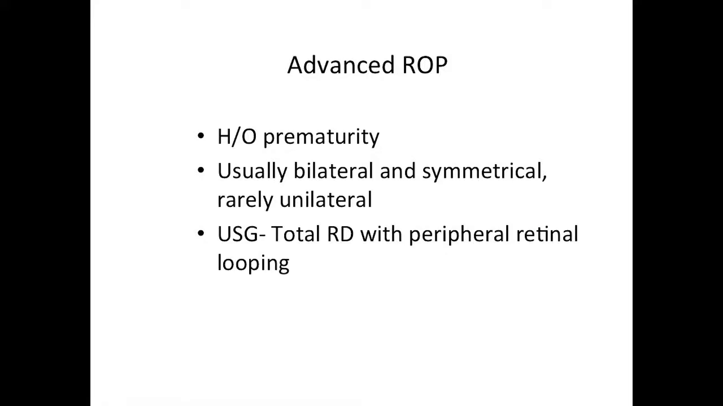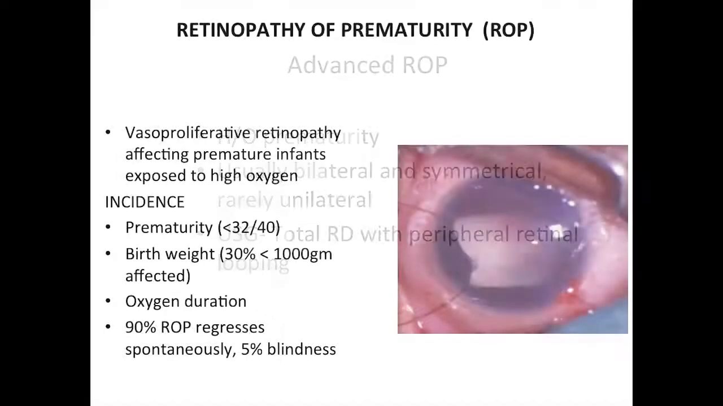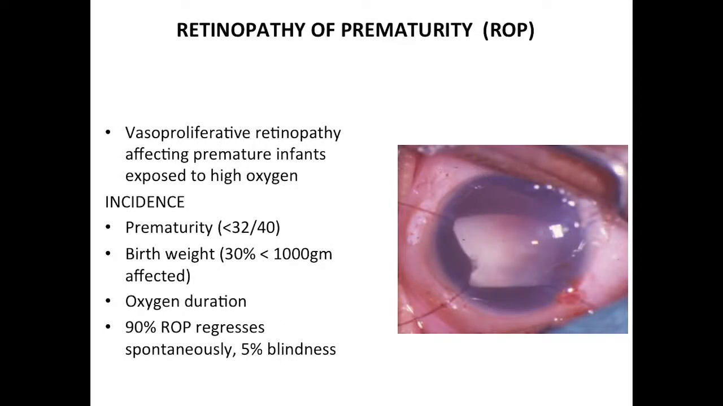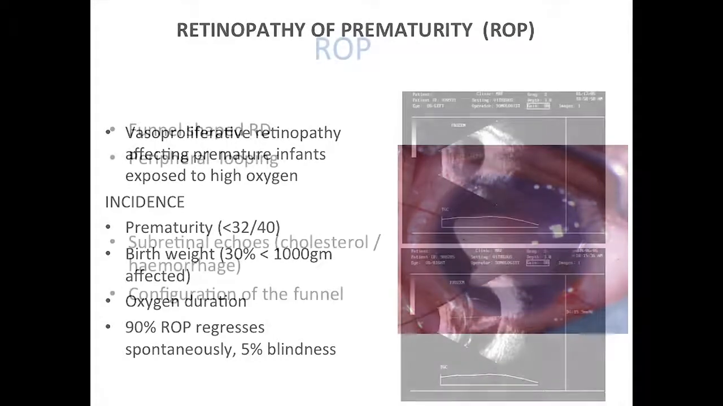Advanced ROP is not so difficult to differentiate, because usually you have a very good history: a history of prematurity, low birth weight, and a history of exposure to oxygen.